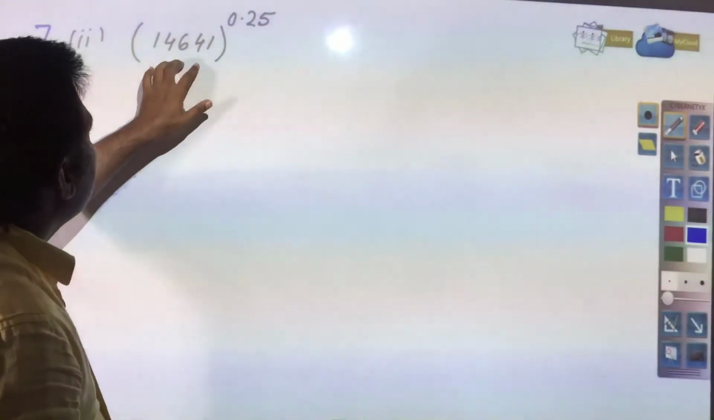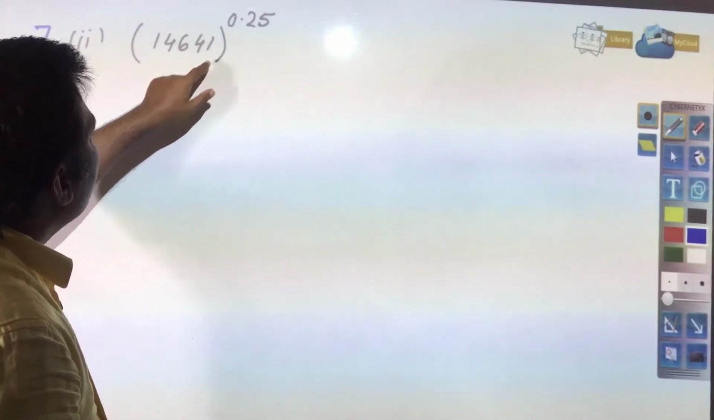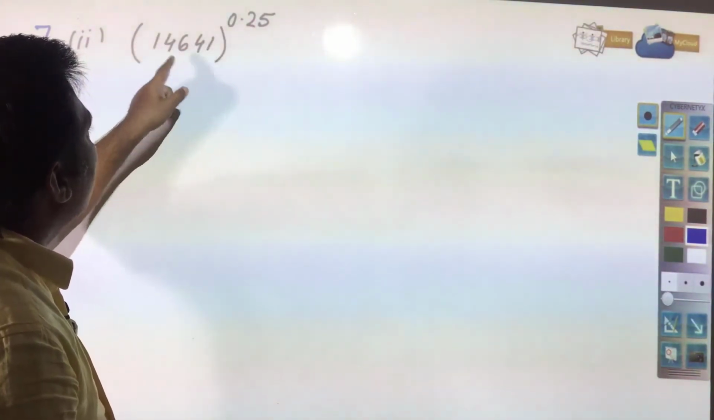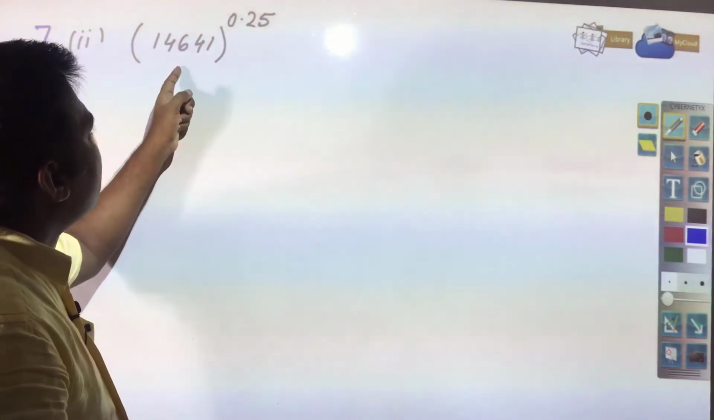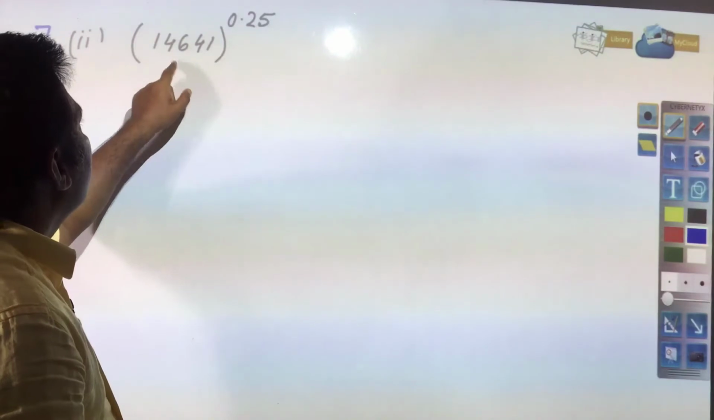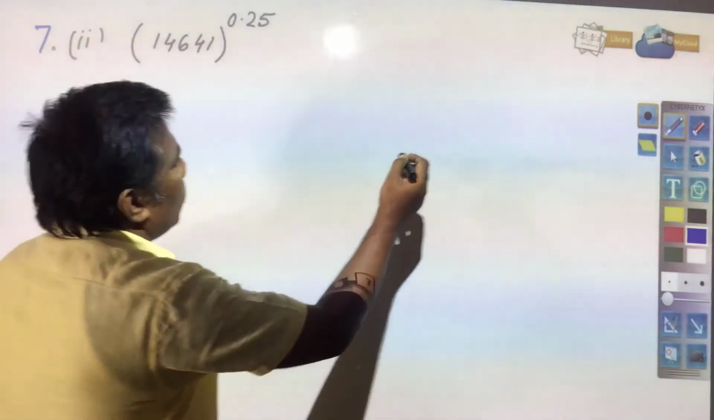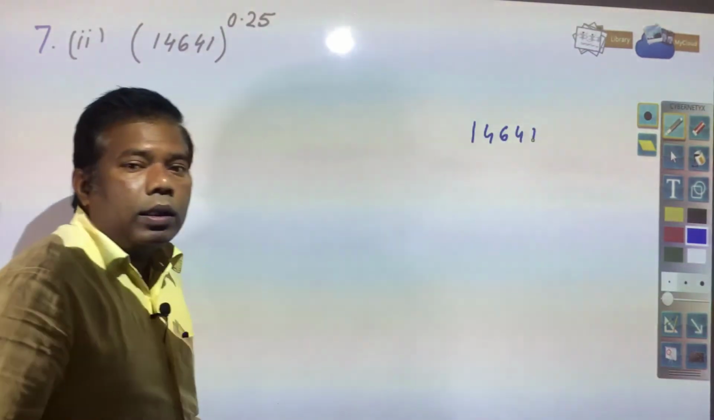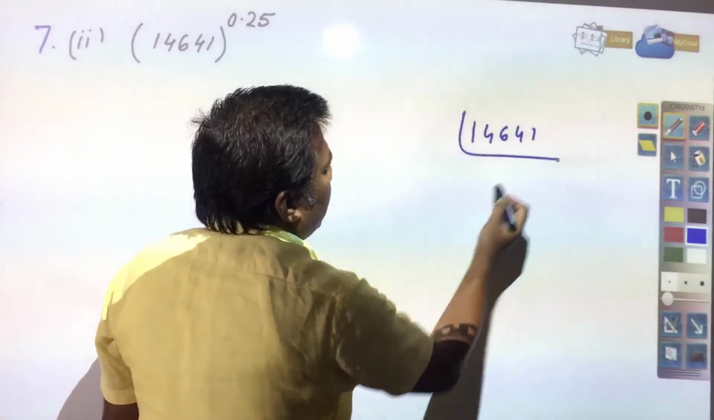In this type of number, what you need to know is by which number this will be divisible. So, divisibility test you must know of the numbers. So, here you see 14641 you have. This will be divisible by which number you need to know.